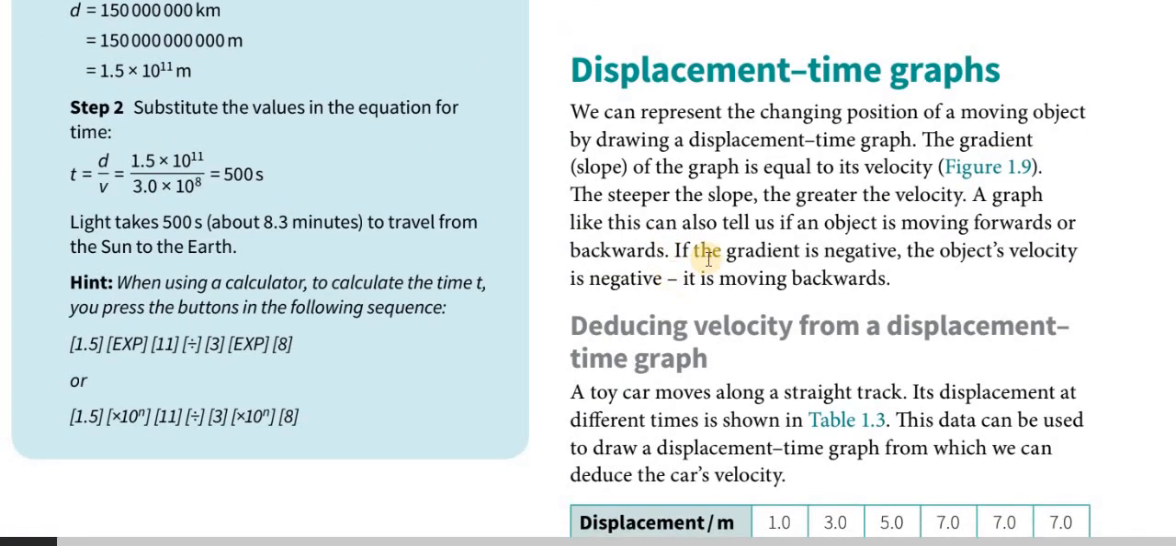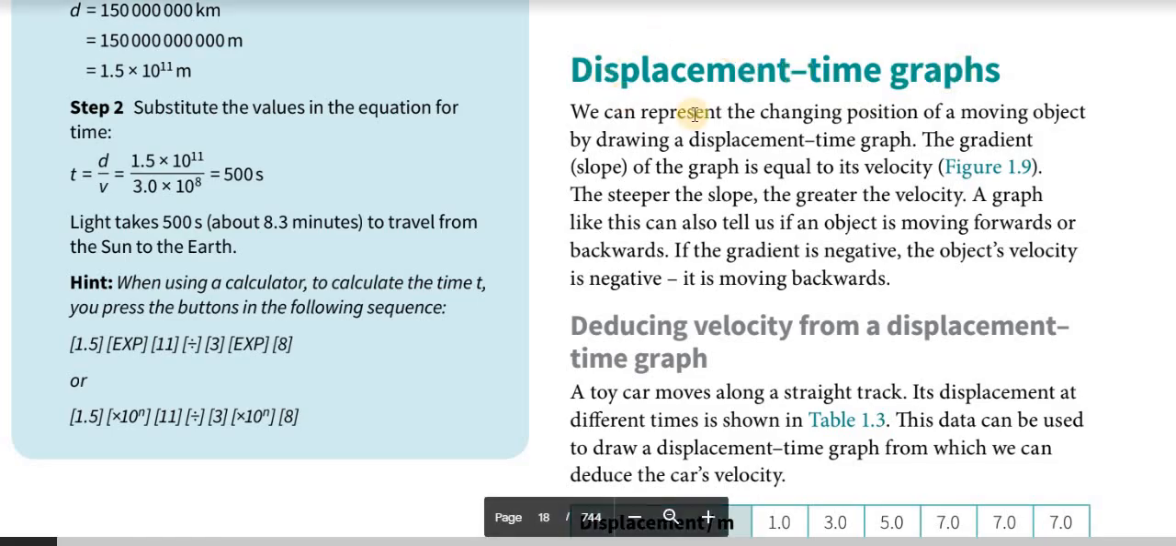Okay, then the next topic is displacement time graphs. Displacement versus time graphs. That means displacement is on the y-axis, time is on the x-axis. Always we are supposed to plot the independent variable on the x-axis and the dependent variable on the y-axis.